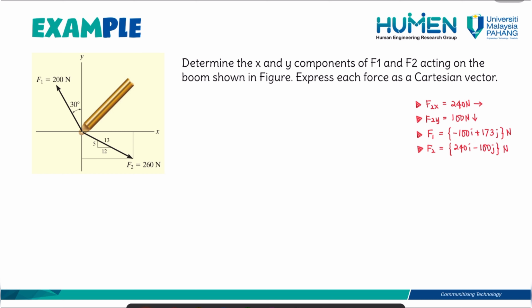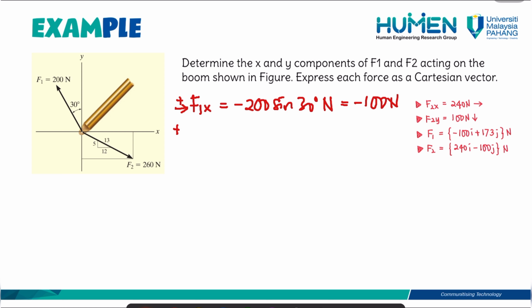Okay, let's take a look at this example. The question is to determine the X and Y components of F1 and F2 acting on the boom shown in the figure. Express each force as a Cartesian vector. The first step, you have to resolve F1 and F2 into X and Y components. Assume that to the right is the positive direction. So F1x equals, since the 200 is to the left, negative 200 sin 30 degrees Newton, equal to negative 100 Newton.